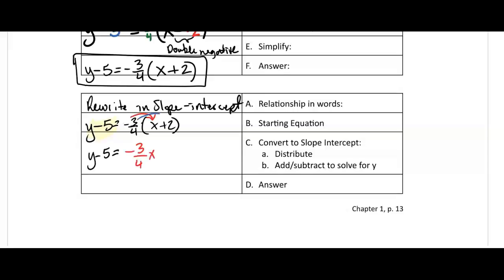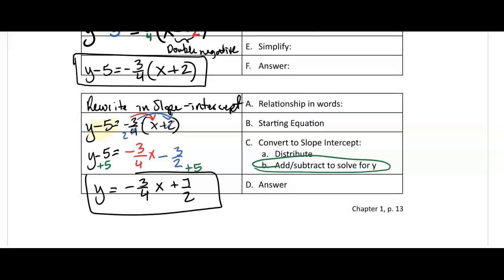Y minus 5 equals. I multiply times the first, -3/4 x. I multiply times the second. My 2 and my 4 are going to reduce to give me -3/2. And then I need to add or subtract to solve for y. I'm going to add 5 and add 5. So y equals -3/4 x. 5 is 10 halves, which gives 7 halves. And that's it.